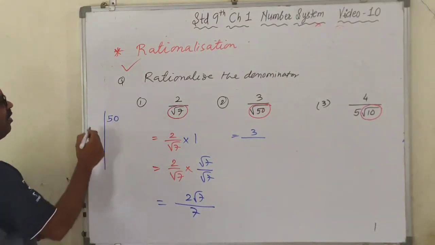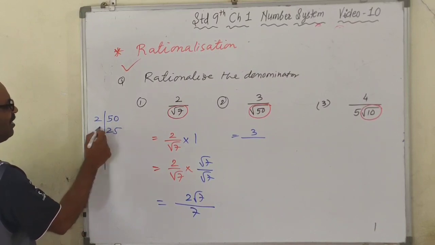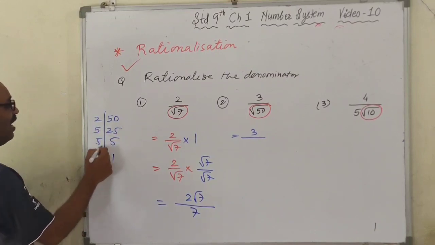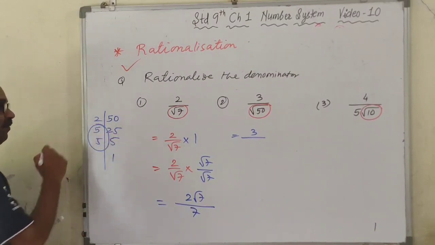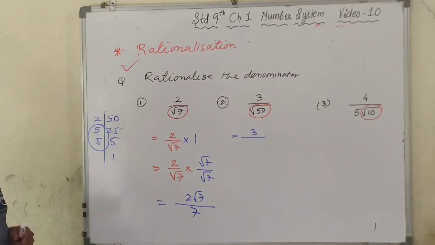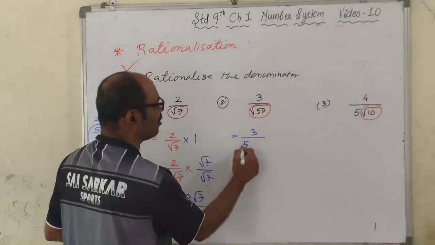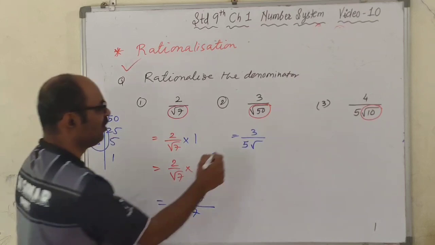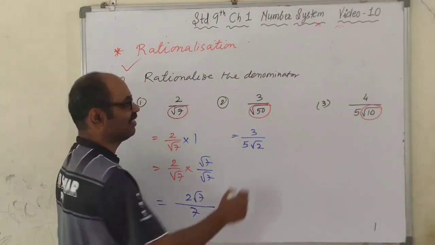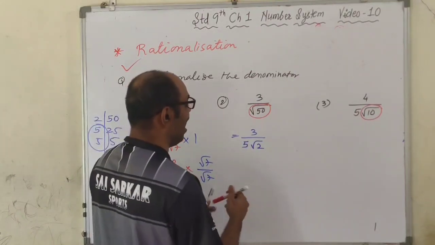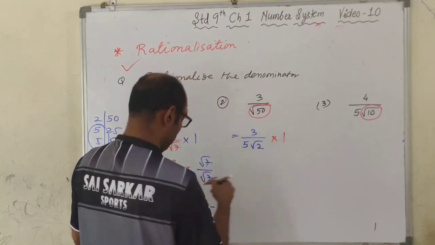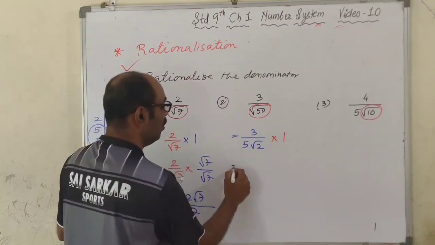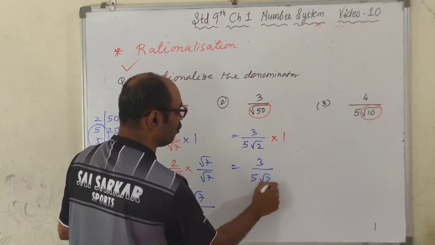Whether it is simplified further or not. 225 is 5 fives are 25. Yes, it can be further simplified because we got a pair of prime factor 5. So 5 comes out of the square root, and inside the root only 2 remains. Multiplied by 1. So that is equal to 3 upon pi root 2.